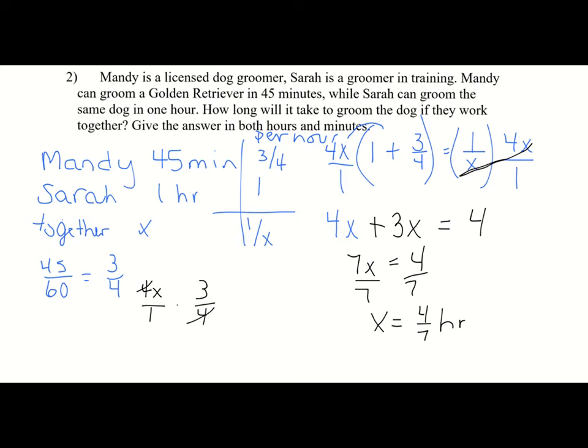But again, I want that in minutes. So I'm going to take my 4/7 and times that by 60 minutes per hour. So if I do 4 times 60 divided by 7, it is going to be a decimal. So it's approximately 34.3 minutes. Or you could just say about 34 minutes if you round to the nearest minute. So about 34 minutes to complete grooming the dog.